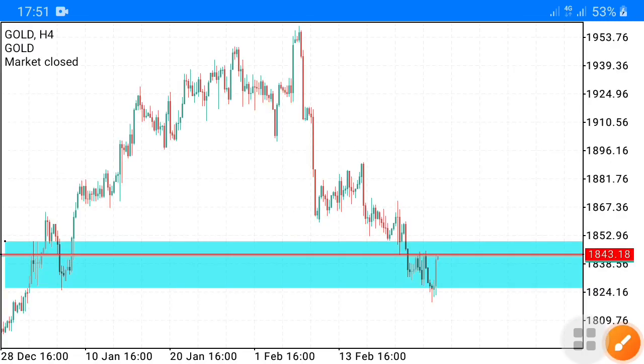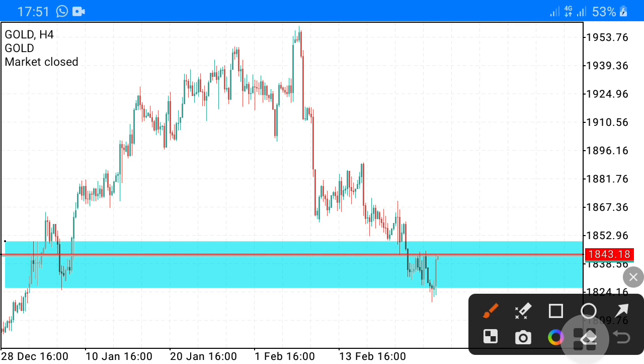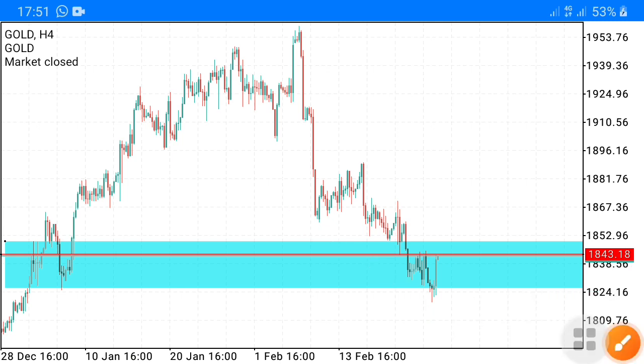Let's look on a 4-hour time frame, and as you can see on the 4-hour time frame, Friday we ended just like that. We can see our downtrend formed like this, and gold from there started shooting up a little bit. So let's mark the areas that we expect gold to go.